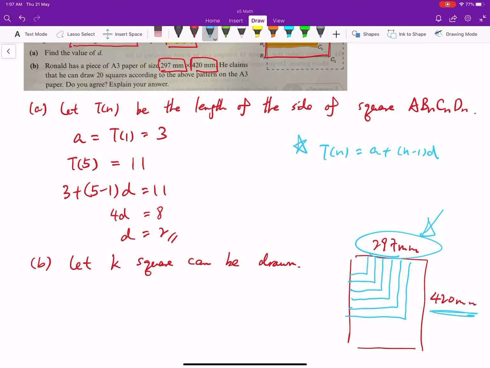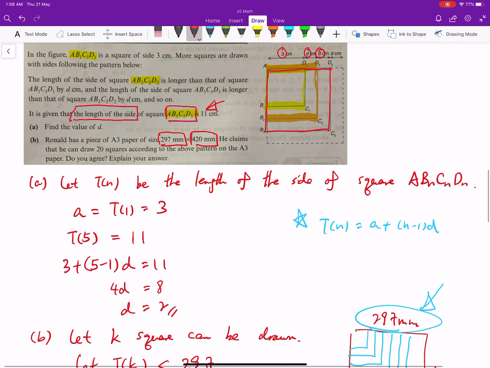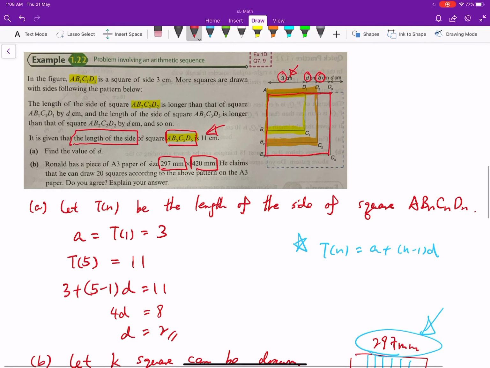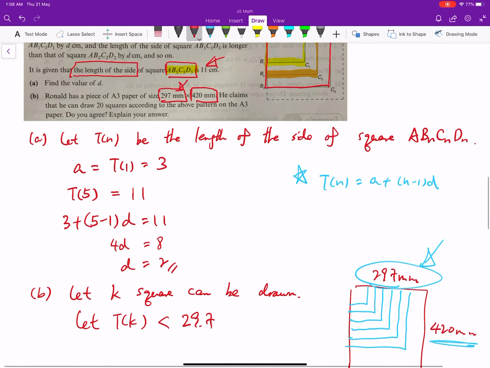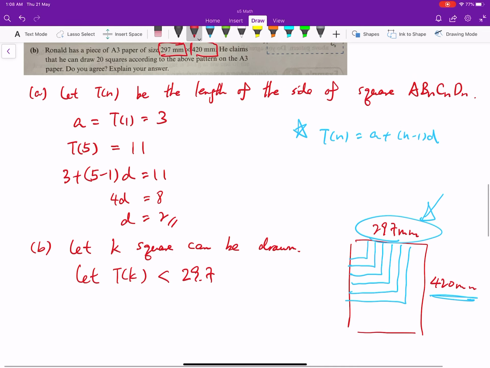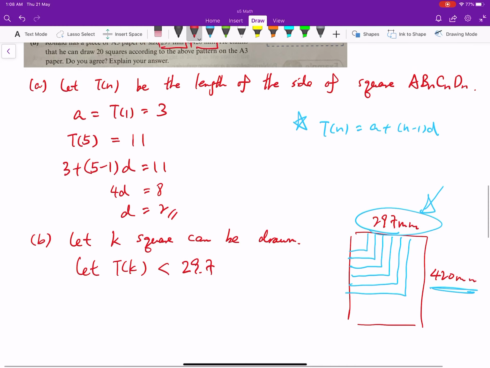So we let Tk be smaller than or equal. Actually it cannot be equal, because if it is equal, then you cannot draw it right at the side. So we should use smaller than instead. Smaller than 29.7, because we are looking at cm here. The given is in mm, so 29.7 cm.